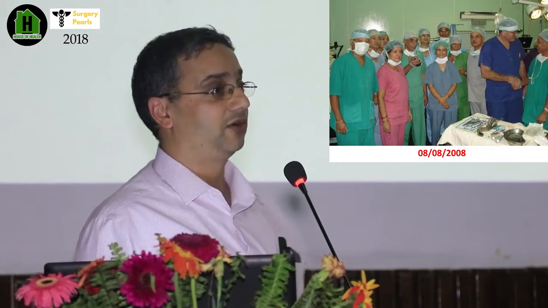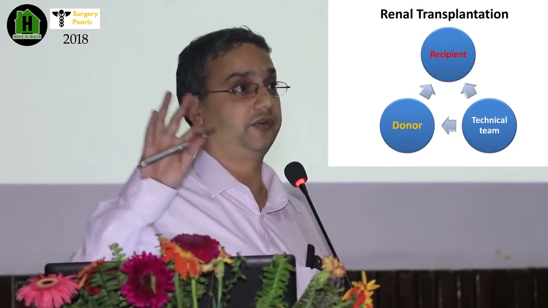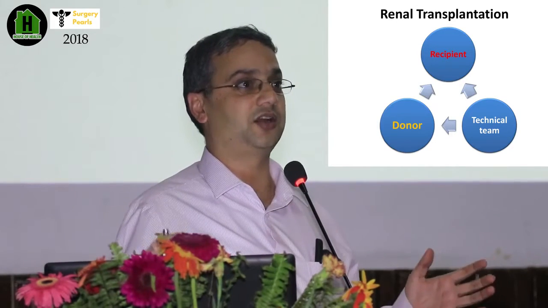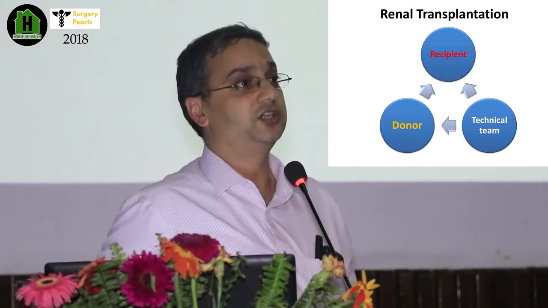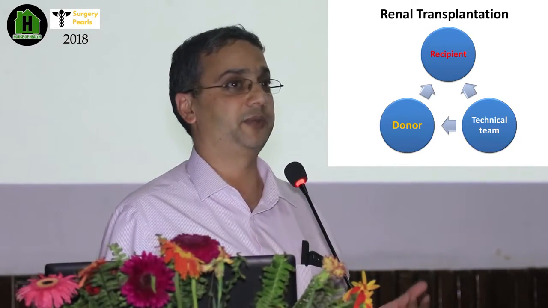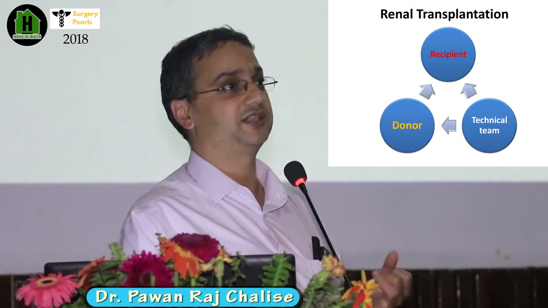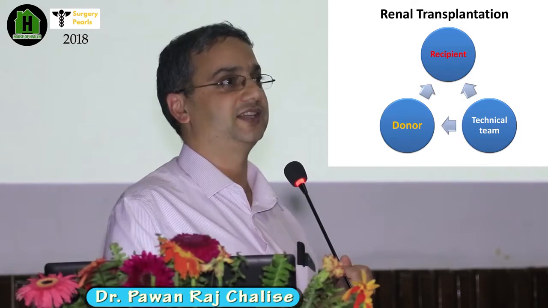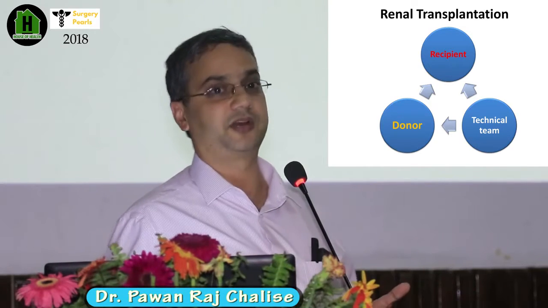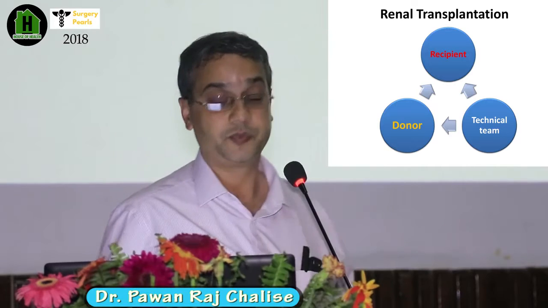So when we talk about transplantation, I think there are 3 domains. One is the recipient, because the whole story starts with the recipient. Someone is having kidney failure and needs an organ replaced. There are lots of renal replacement therapies like hemodialysis and peritoneal dialysis, but I think the best form of renal replacement treatment is kidney transplant, and we should all agree about it.